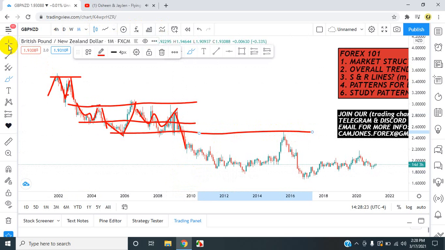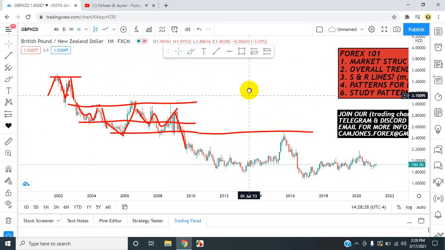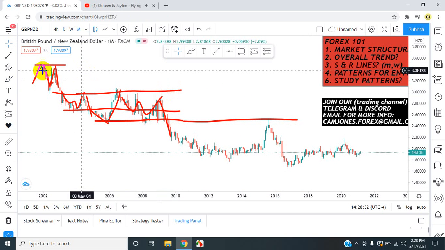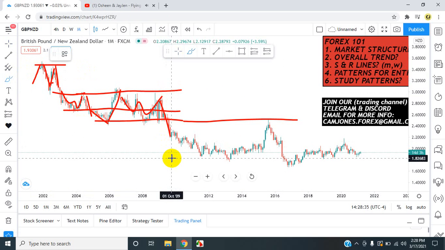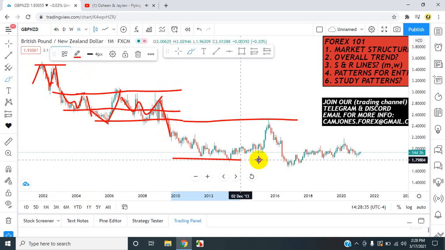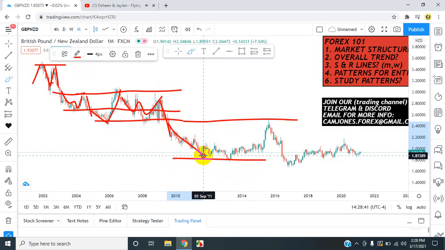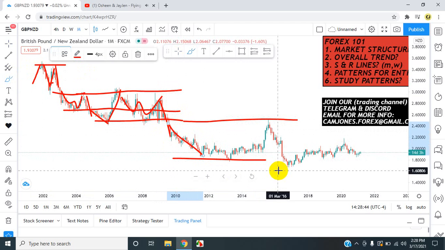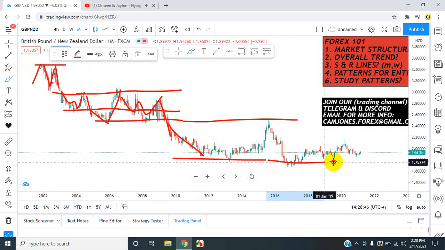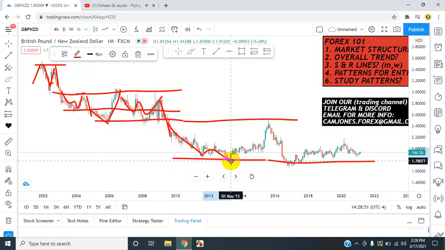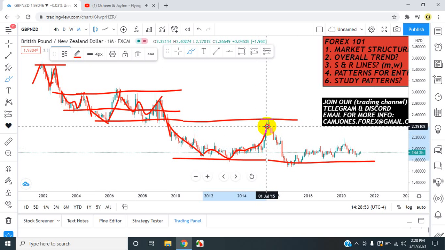From there we have a major area of support that the market has created, and there are new areas of lower lows. Once the market broke this support, it went all the way back down to new areas of support. Basically, the market touched the support and broke back out to head back up to the resistance.